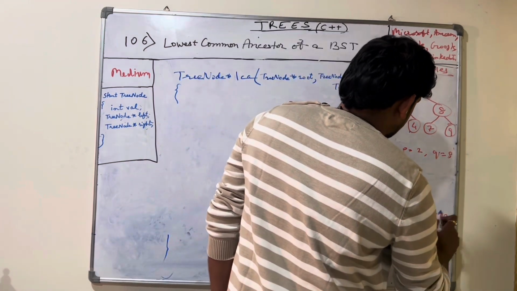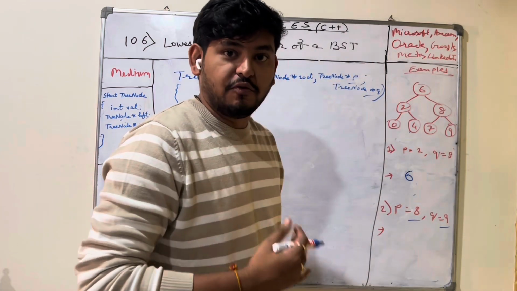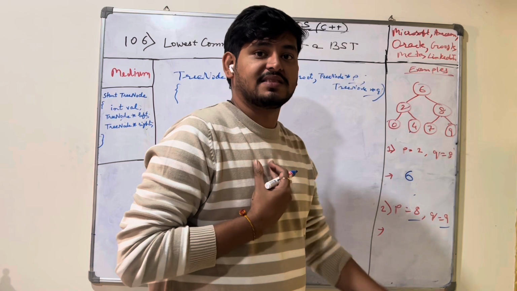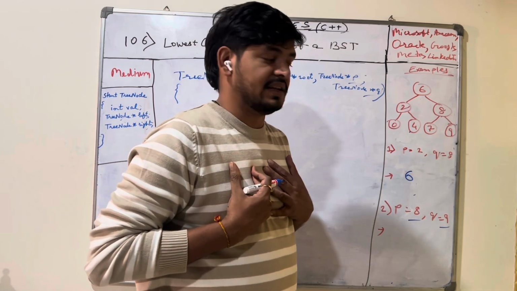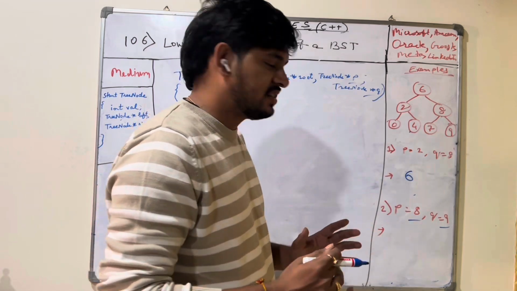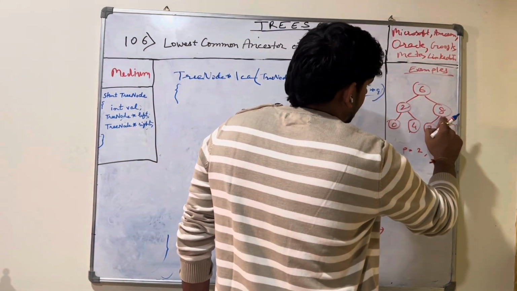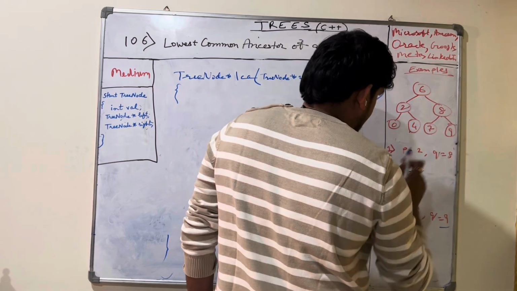Here, when the lowest common ancestor is given 8 and 9, what would be the lowest common ancestor of 8 and 9? What would be the lowest common ancestor of me and my son? I would be the lowest common ancestor. So the lowest common ancestor of two nodes can be the node itself. It's given in the question. So for this, 9 has been originated from 8, so the lowest common ancestor will be 8.